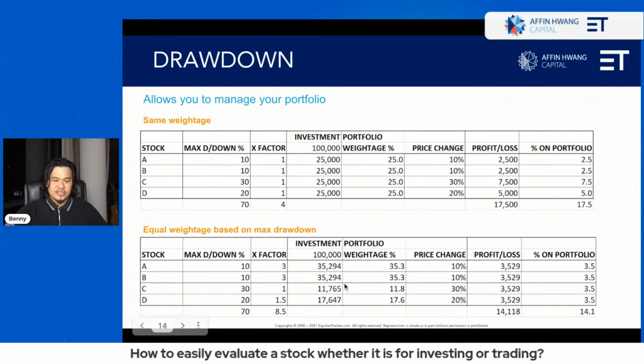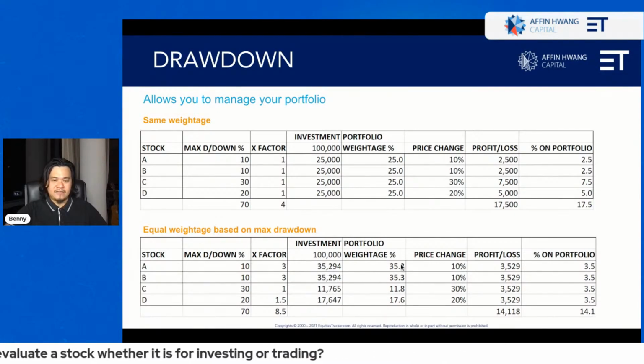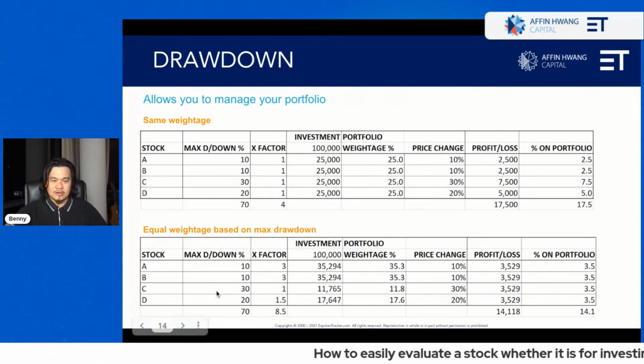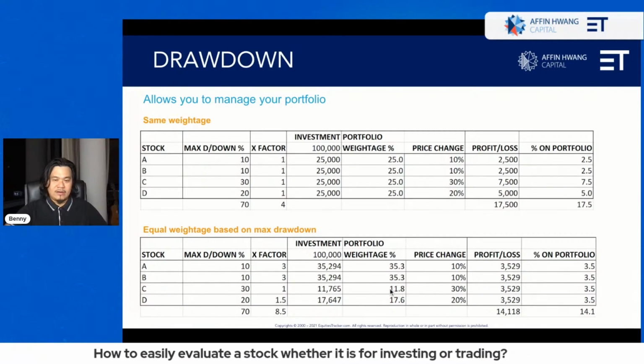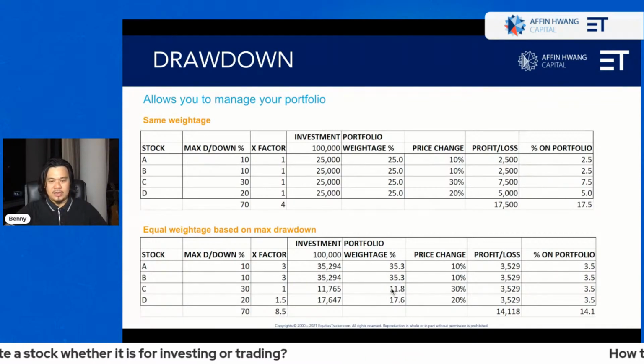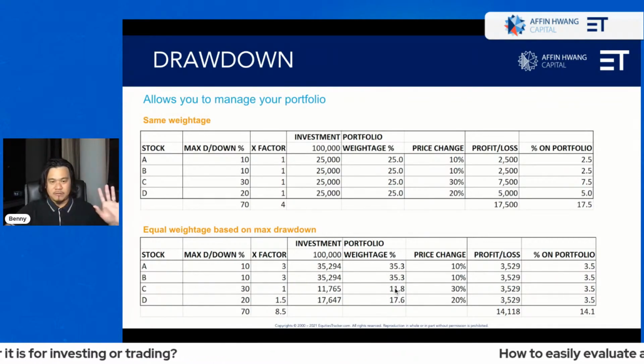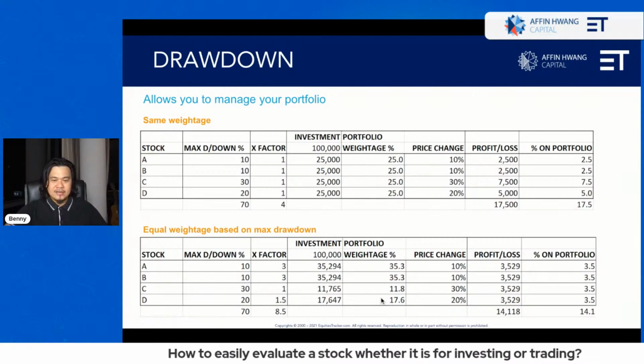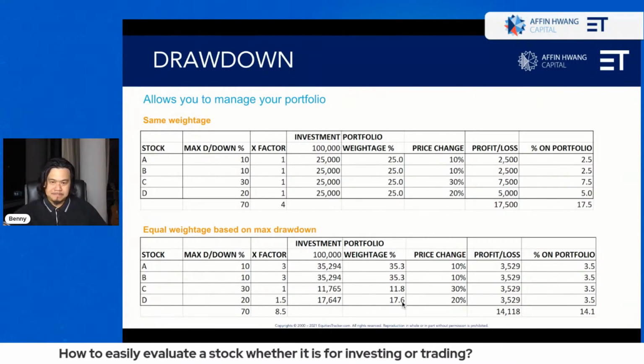So now the weightage is different. Looking at the percentage in my portfolio, stock A has 35% of the weightage, and stock B also has 35.3% because stock A and stock B have the same maximum drawdown. But stock C, I only have 11.8%, which is actually 3 times smaller than B, because I'm only investing 11,765. Stock D will be 17.6%.